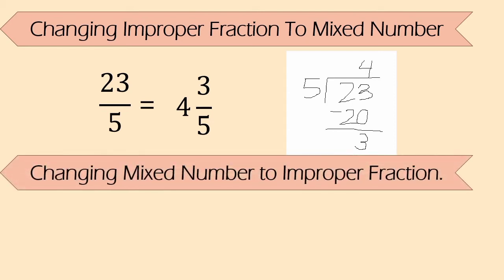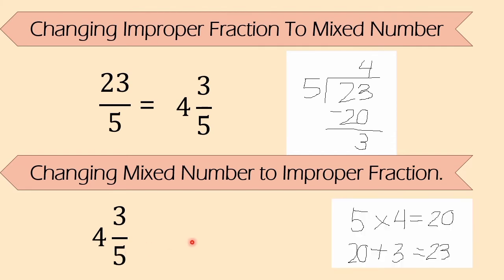Next, changing mixed fraction or mixed number into improper fraction. For example, 4 and 3/5. So to change that, we simply multiply 5 and 4. 5, which is our denominator, and 4 is the whole number. So 5 times 4 equals 20. And then we are going to add 20 to our numerator, which is 3. So 20 plus 3 equals 23. Therefore, our improper fraction is 23/5.